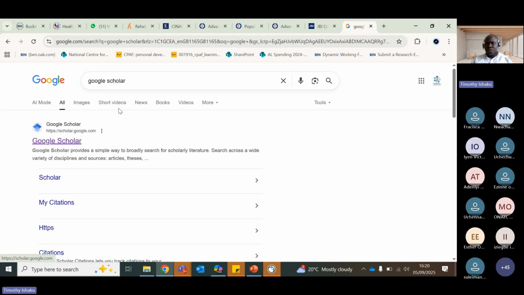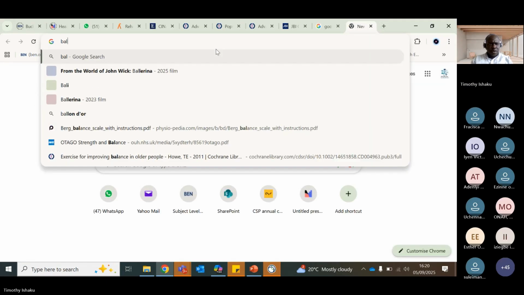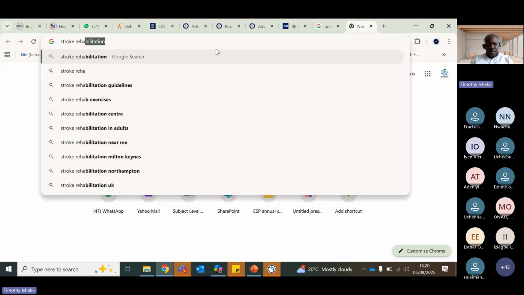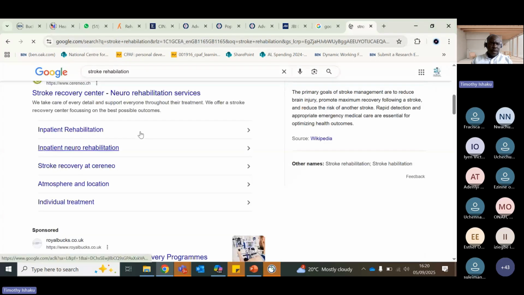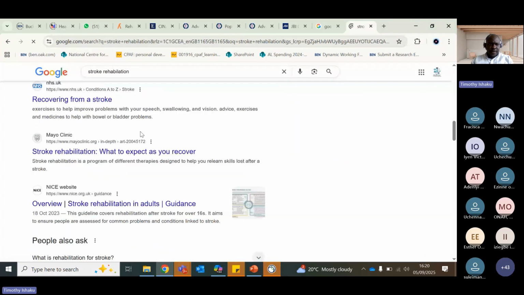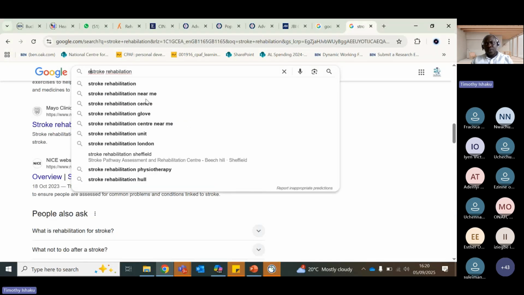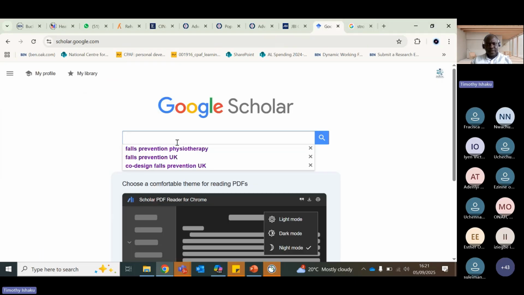So you can either do Google Scholar, or let's do normal Google. Stroke rehabilitation. So all these things are not articles. So I guess that's why Google Scholar is better. Effectiveness, let's check it. But when we go to Google Scholar, it gives us a nice, quick way of finding articles.